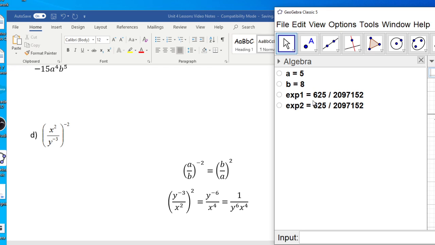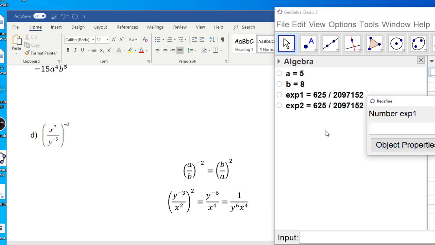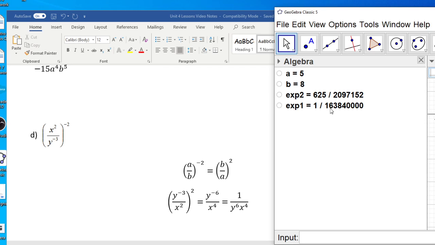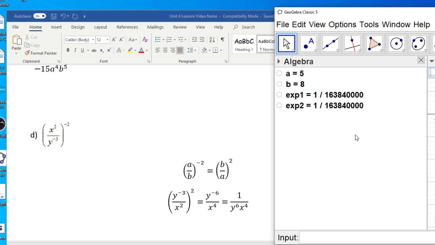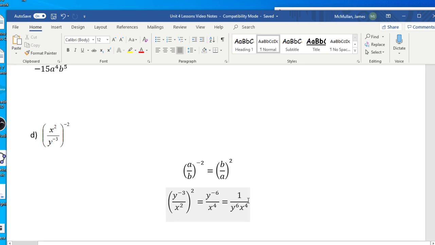Again, let's do a quick check of this one. So my first expression, I'm going to call it a and b: a squared, b to the negative 3, all to the power of negative 2. My new expression is the one I'm giving you here: 1 over b to the 6 times a to the 4. And you can see again, whatever two numbers I pick, I get the same value. Okay, so I know I did that right.